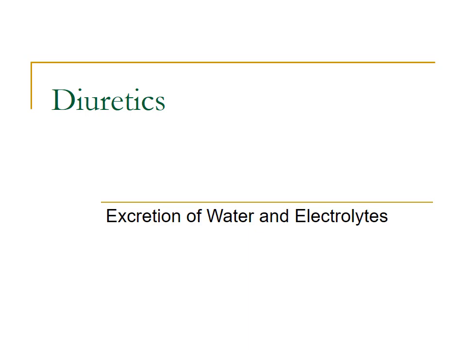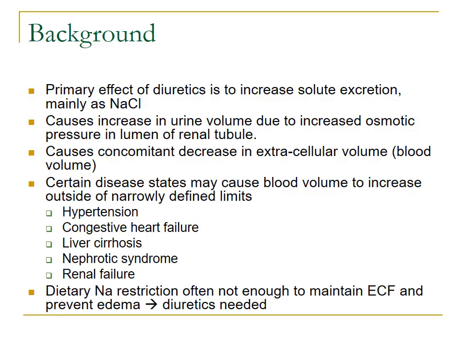Diuretics. Excretion of water and electrolytes. Background. The primary effect of diuretics is to increase solute excretion, mainly as NaCl. This causes an increase in urine volume due to increased osmotic pressure in the lumen of the renal tubule. It causes a concomitant decrease in extracellular volume and blood volume.